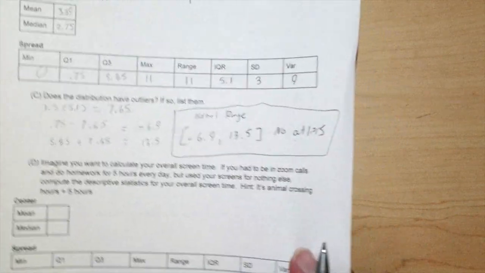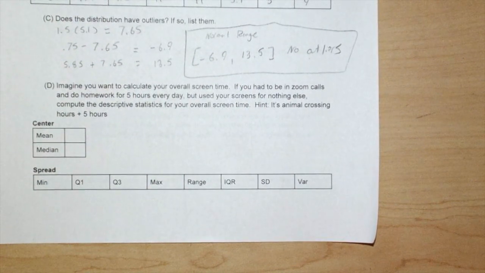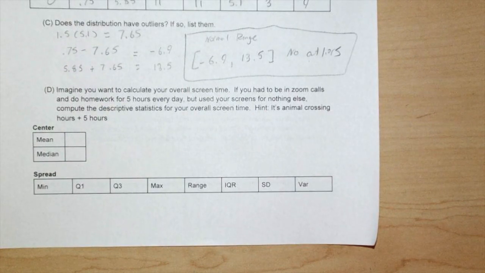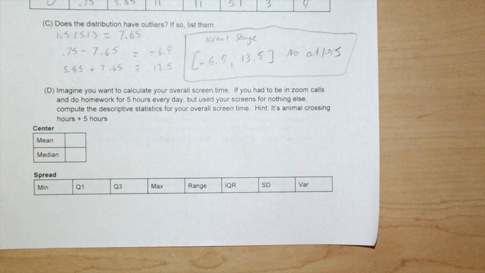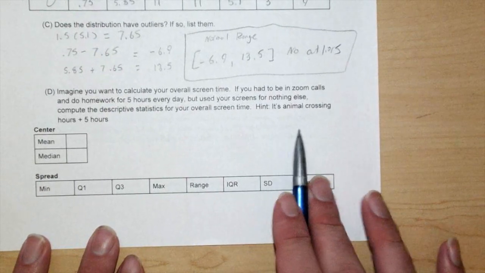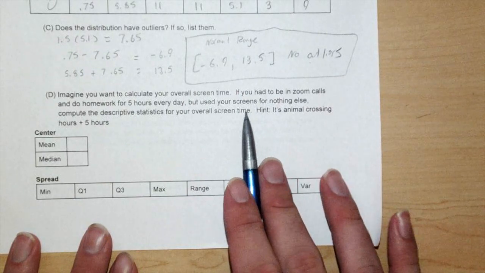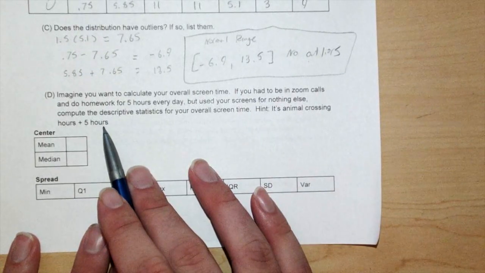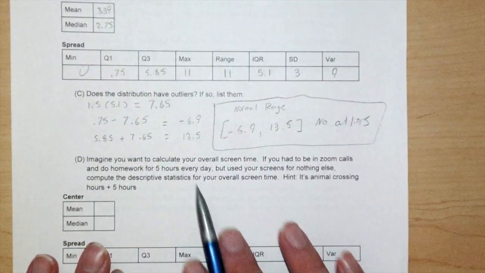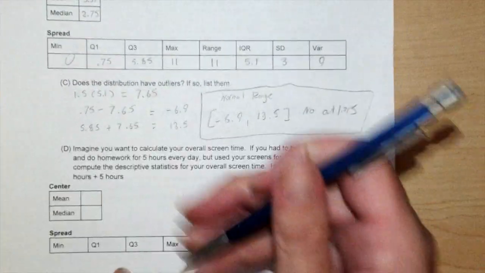So finally, let's look at D, and this is another big topic, which is change in measurement. And if you've done all the multiple choice, you're going to be really good here. But it says, imagine you want to calculate your screen time, and you have 5 hours a day for homework, and you don't use your phone for anything else. So the gist of this, and hopefully you understood it, and it's not realistic because you use your phone for other things, is that you are using a screen for 5 hours a day for work, and however long you play Animal Crossing. So you're taking your entire distribution and moving it over plus 5.